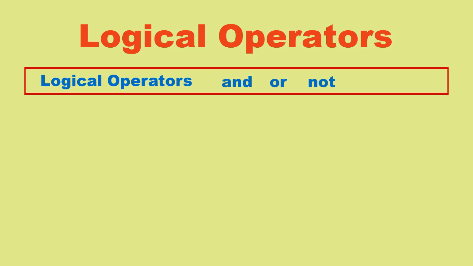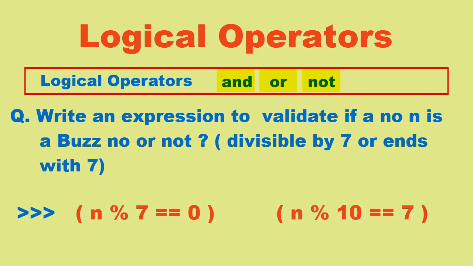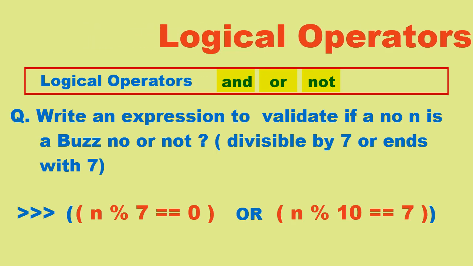Next are logical operators, which are used to perform logical operations on the given two variables or values. They are and, or, and not. You could be asked to write an expression to validate if a number is a Buzz number or not, which is if the number is divisible by 7 or ends with 7. Here you will combine the two expressions using the logical operator OR.